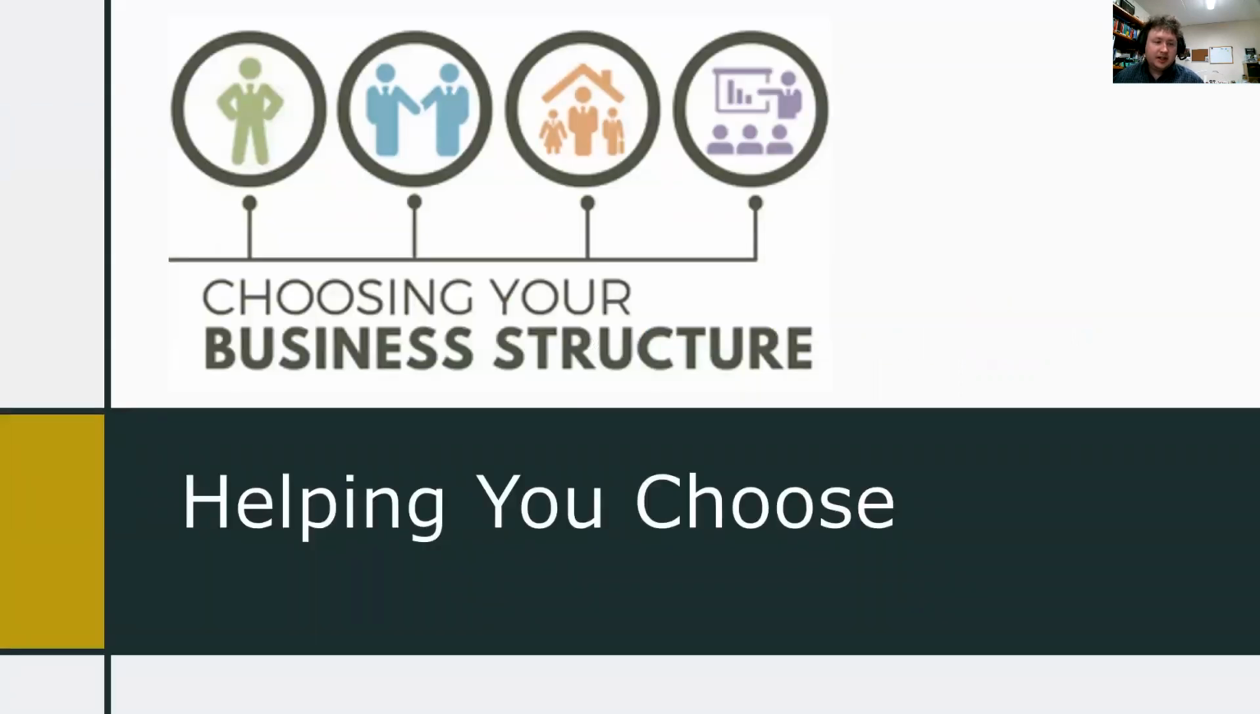Today, we'll be looking at business structures. We'll briefly look at the critical aspects of the 4 most common business structures used in Australia. We'll assess what we have learnt about them, and then we will discuss how to choose between them.